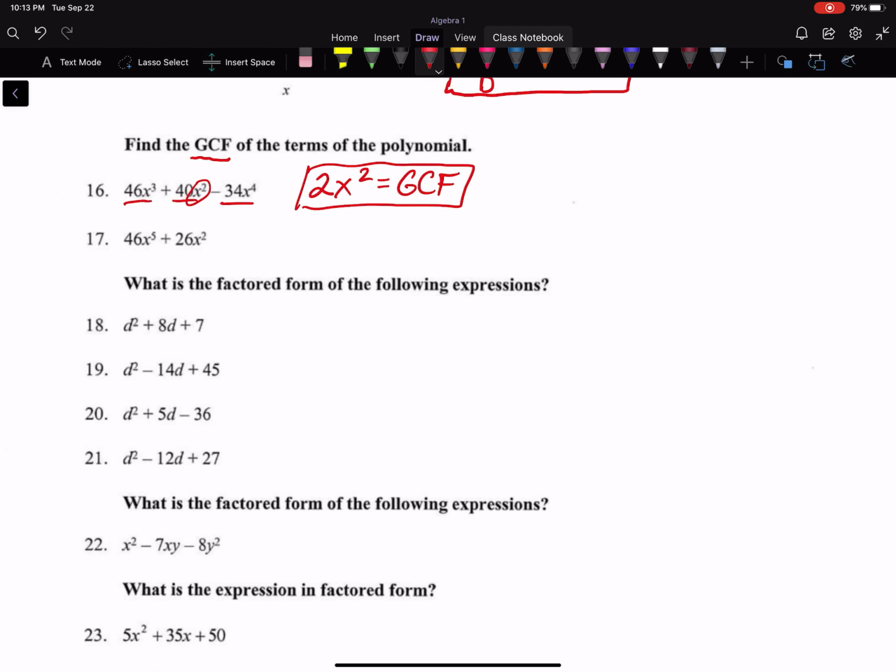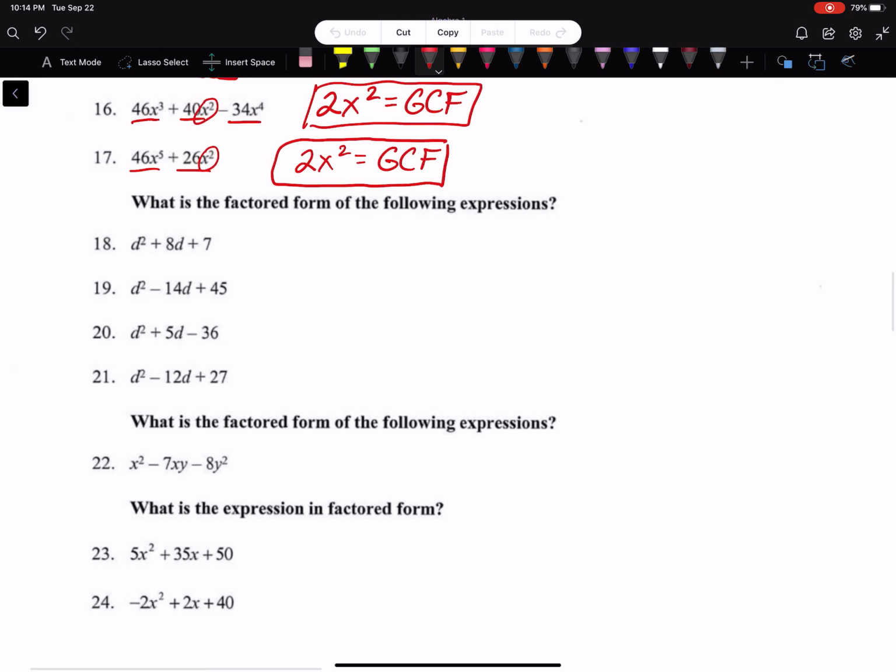Okay? So here we have a binomial. 46 and 26. Again, I think the biggest number that'll go into both of those is 2. And they both have an x, and the smallest one is x squared. So 2x squared is the greatest common factor on that one as well. Just happened to be the same exact thing. That doesn't always happen.